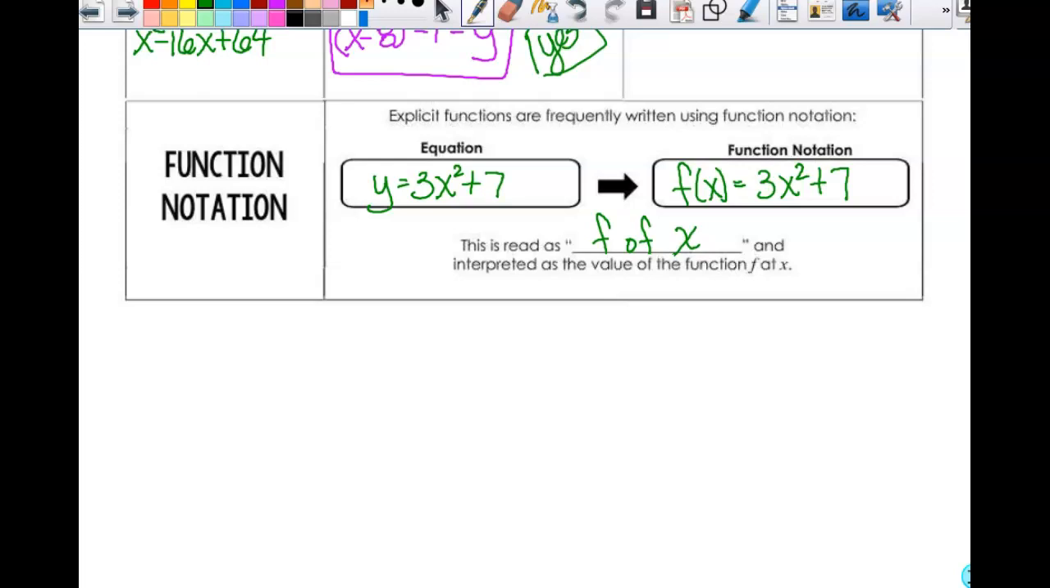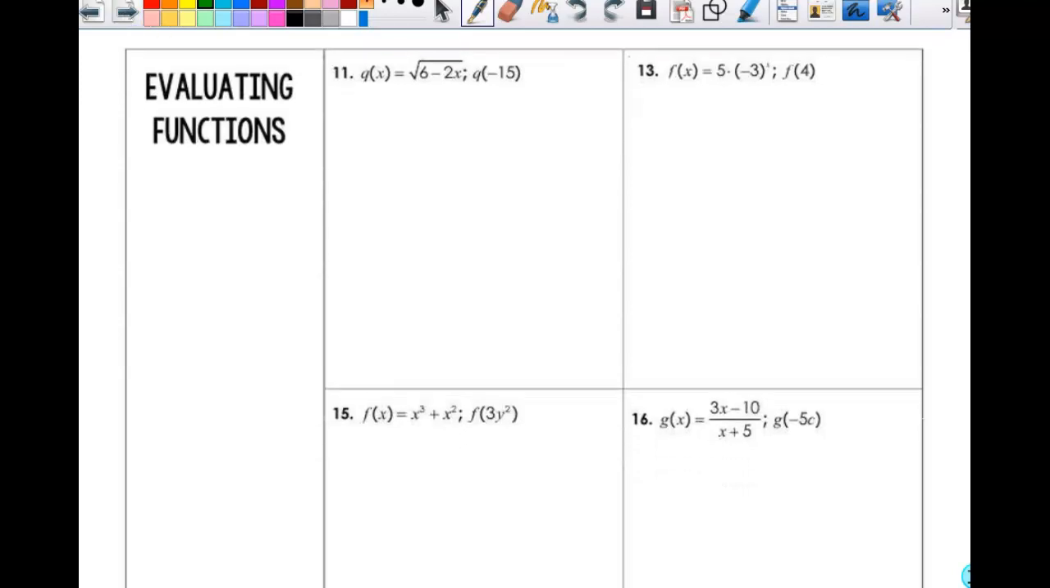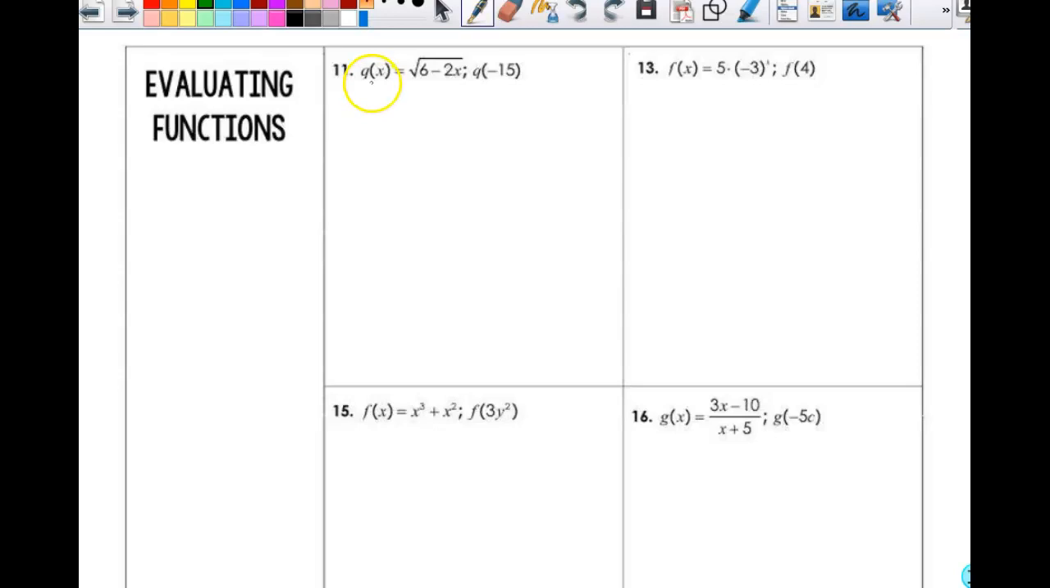Okie dokie. We good on this? All right, let's move on to the next part then. We're going to look at evaluating functions. So if this is q of x, and I want q of negative 15, what does that mean that I'm supposed to do? If you look at this and this, the only difference is that x got replaced with negative 15. So that's what they're asking me to do.